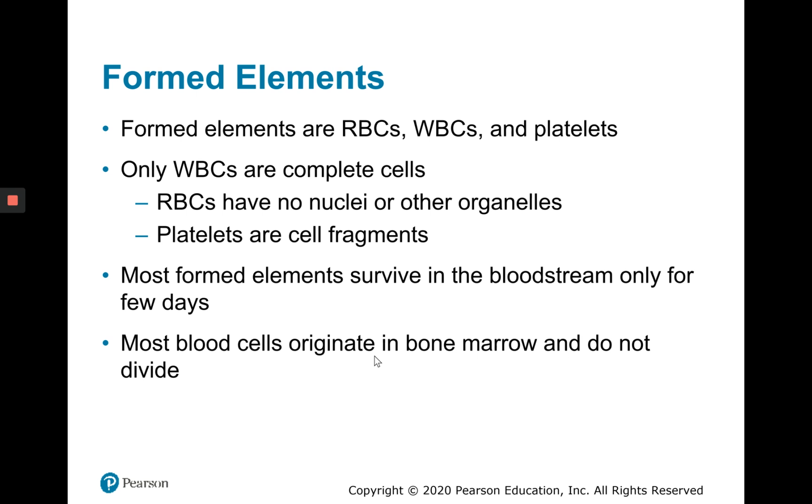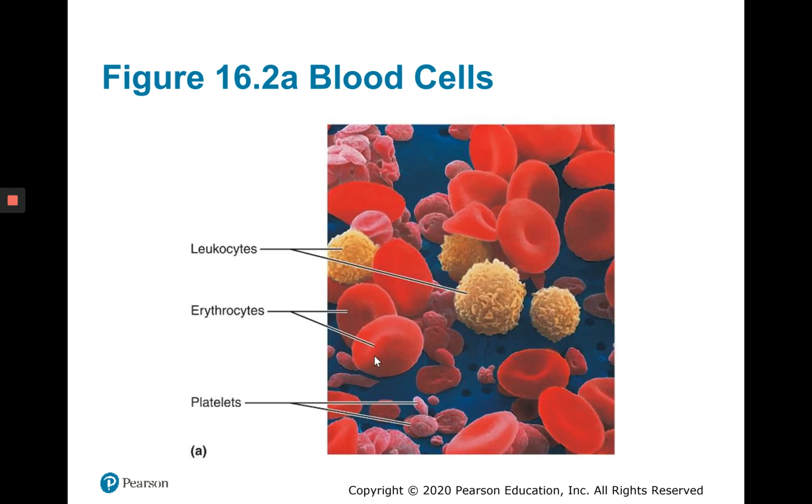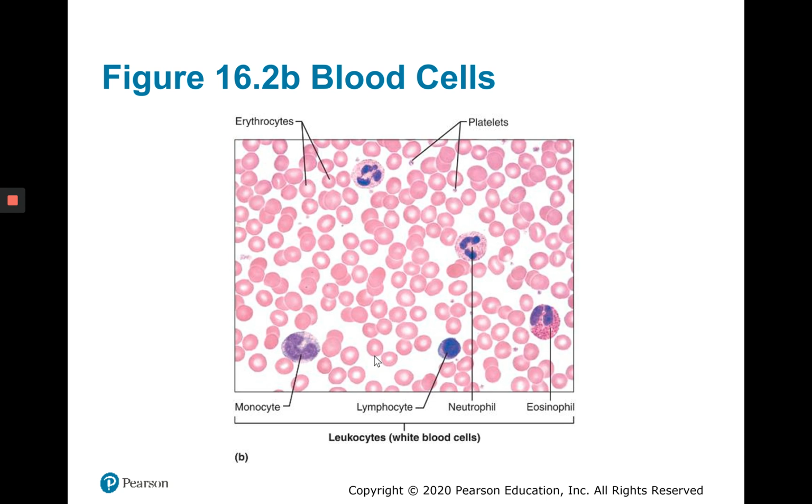Most blood cells do originate in the bone marrow, and from which they originate, they do not divide further after they're mature. So here's just an overview of the blood cells. This is figure 16.2a in your textbook, and we can see pointed out here the biconcave erythrocytes, the fragmented platelets, and the large leukocytes. There's actually various different types of leukocytes, and we tell which is which based on its overall size, whether or not it has granules, what color the granules are, and the shape of the nucleus.